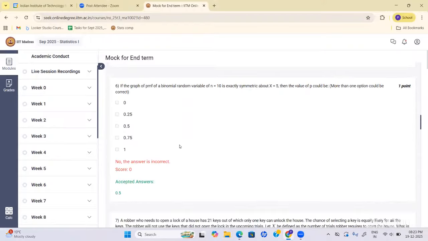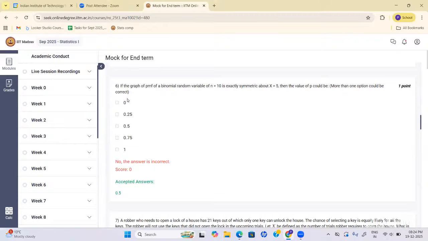Okay, then the next question is, if the graph of PMF of a binomial random variable with n equal to 10 is exactly symmetric about x equal to 5, then the value of p could be. Yeah, tell me, how will you solve this question? For symmetric, p should be 0.5. Yeah, this is the answer.